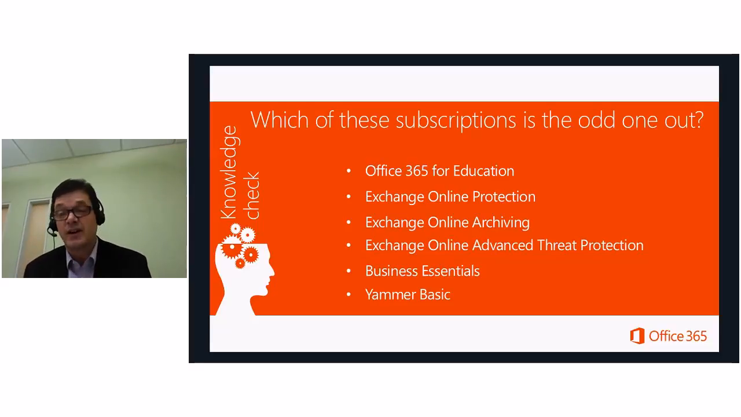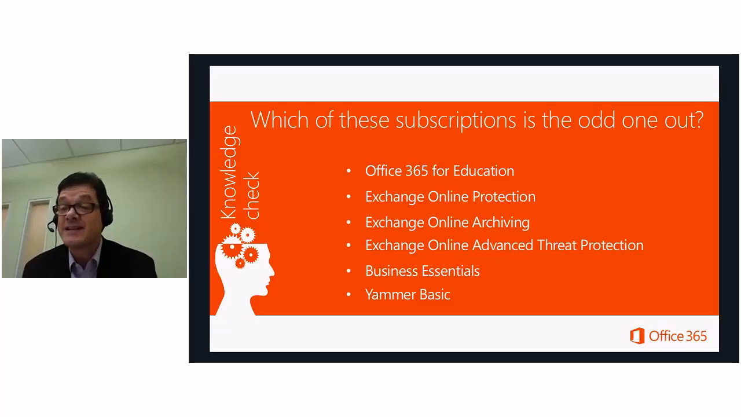It's a bit of a trick question, by the way. I actually mentioned this earlier. How are we doing? Well, there's a whole host of answers. They're all over the board. Business Essentials, Exchange Online Archive, Threat Protection, Yammer Basic, Education. Awesome. Archiving, Education, Business Essentials. Great. Thank you, guys. Right. For those who said Business Essentials, you're the winners.